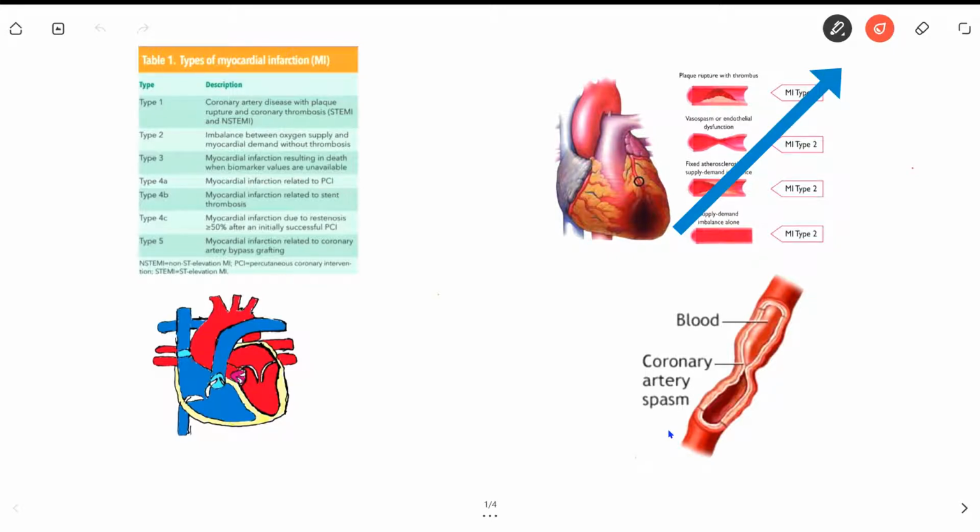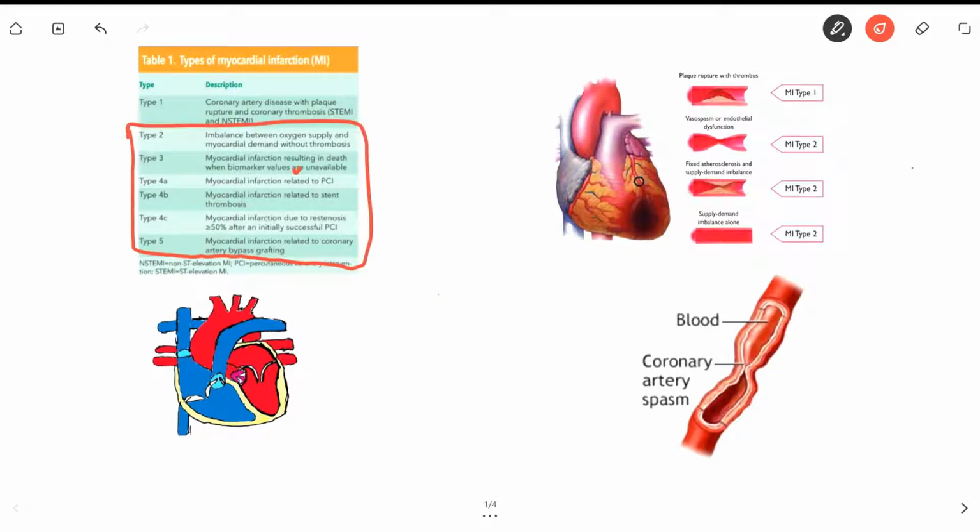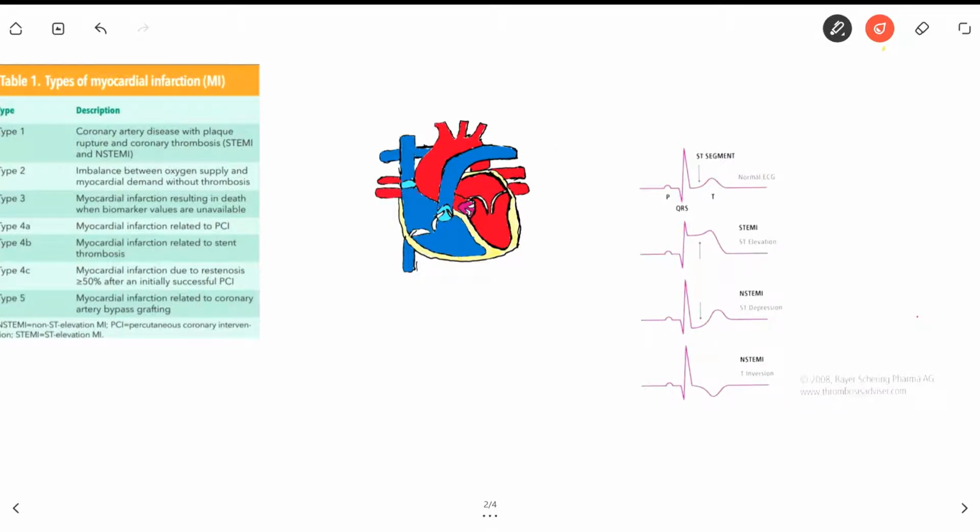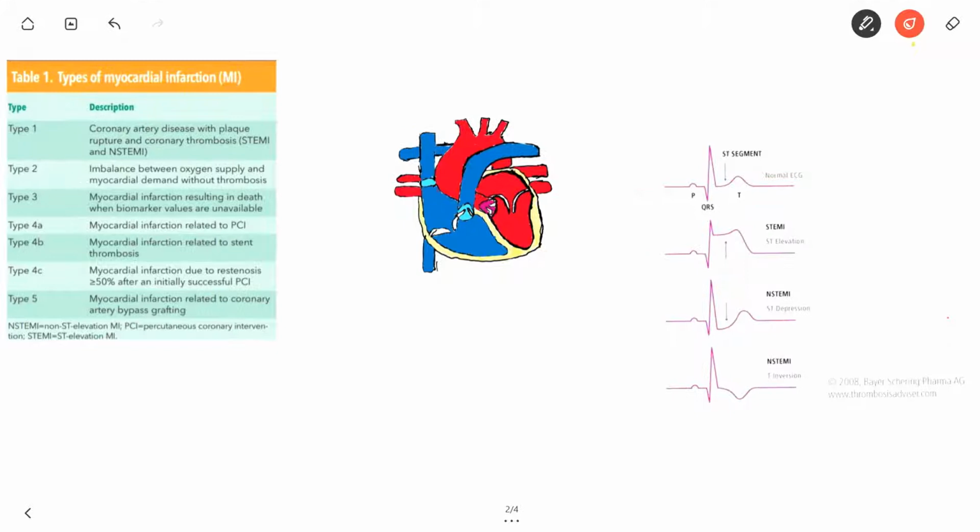In this video, we will be taking a look at type 2, type 3, type 4A, 4B, 4C, and type 5 myocardial infarction. So let's get right into it. Before I talk about the remaining types of myocardial infarctions, let me give you a brief overview of the type 1 myocardial infarction.